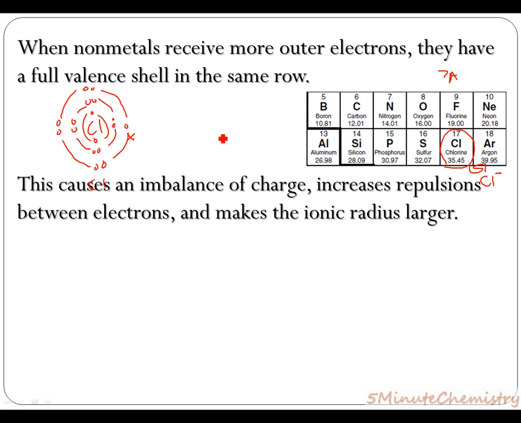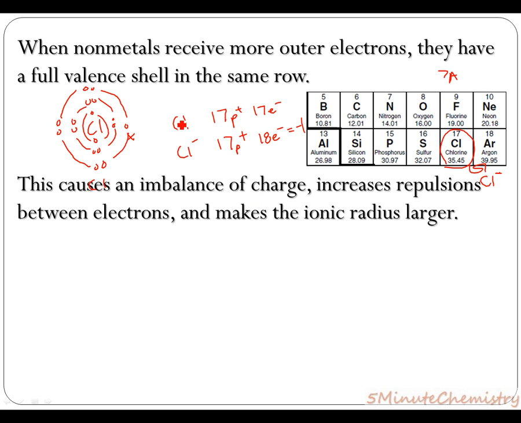This time around the imbalance is the opposite though. For chlorine I have 17 protons and I have 17 electrons in the atom. But in the ion I still have my 17 protons. However, I've gained an extra electron, so I have 18 electrons, and that gives it a -1 charge overall, which is why we showed it as a Cl with a superscript of minus.